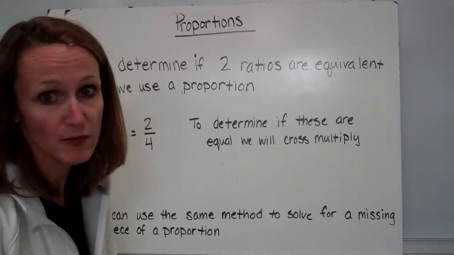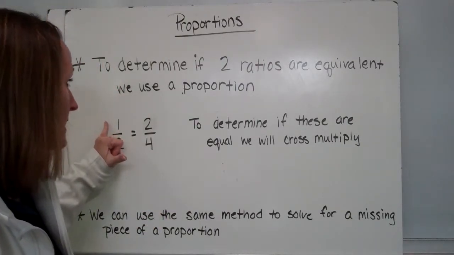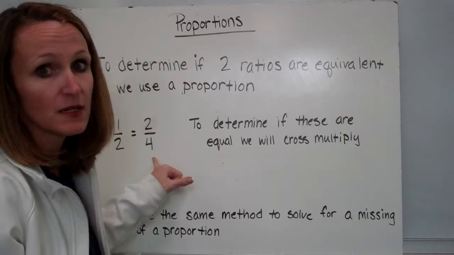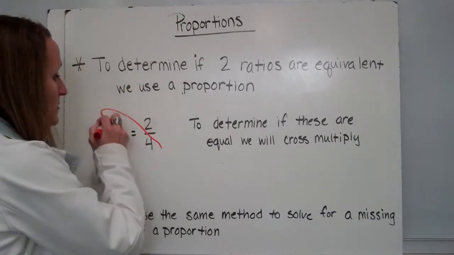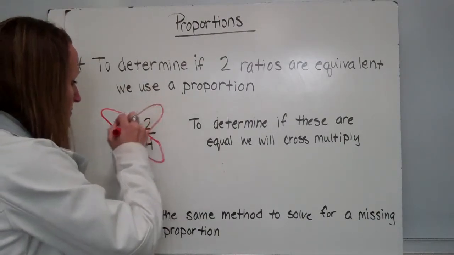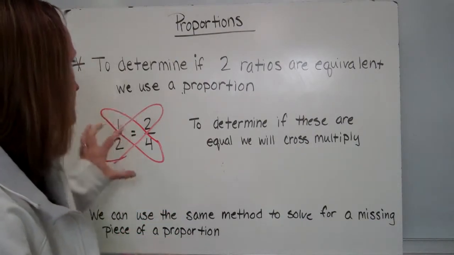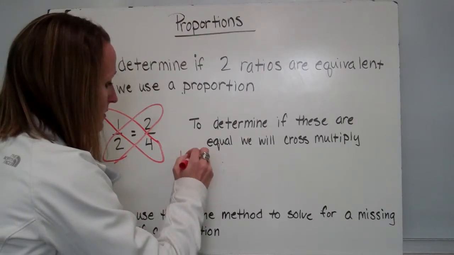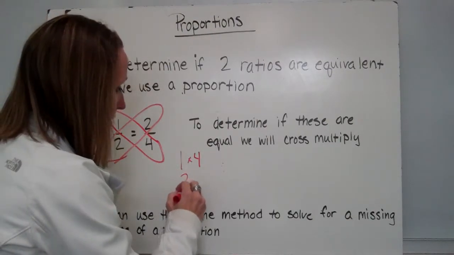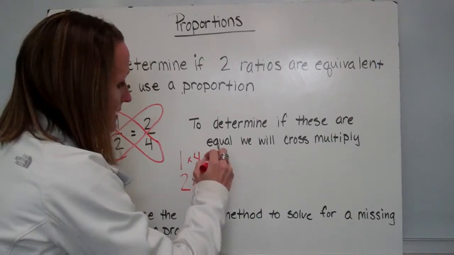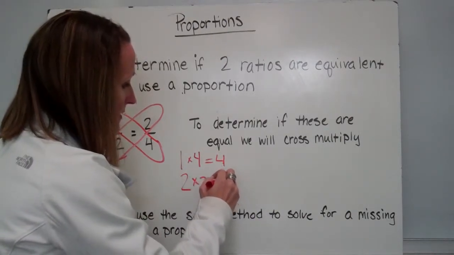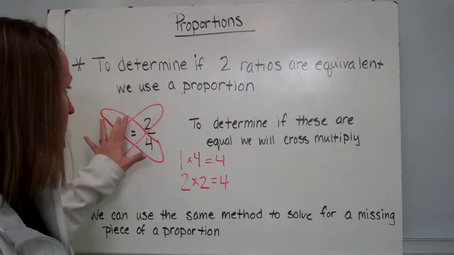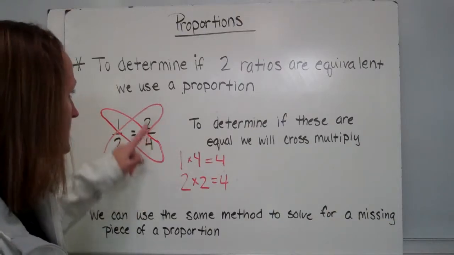To do this, we're going to cross multiply, and that means we're going to use the denominator of one fraction or ratio and multiply it by the numerator of another. So we would multiply this way. You'll often see this spacey looking bubble like this. So I would want to multiply 1 times 4 and 2 times 2, and both of these would be 4. So in this case, we would know that this proportion is equivalent, because we did 1 times 4 and 2 times 2. We're cross multiplying.